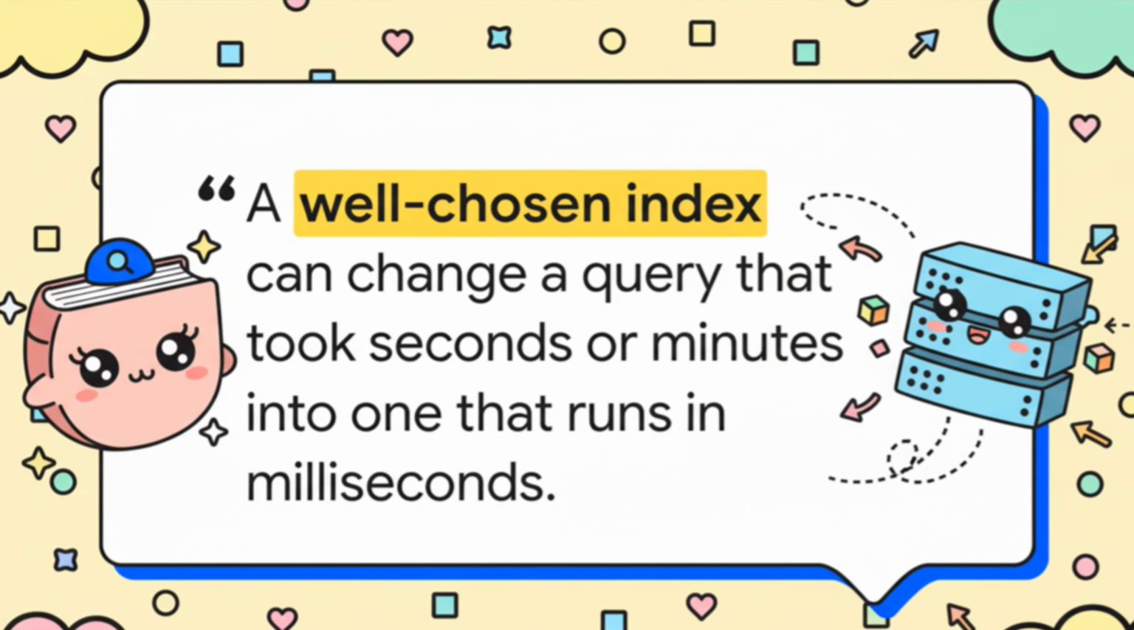And the impact on performance here isn't just a small tweak. It is absolutely transformative. A well-chosen index can take a query that used to take seconds or even minutes to run and turn it into something that finishes in milliseconds. That's the difference between an app that feels broken and one that feels like magic.